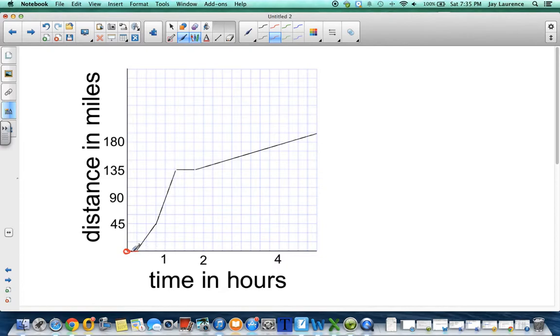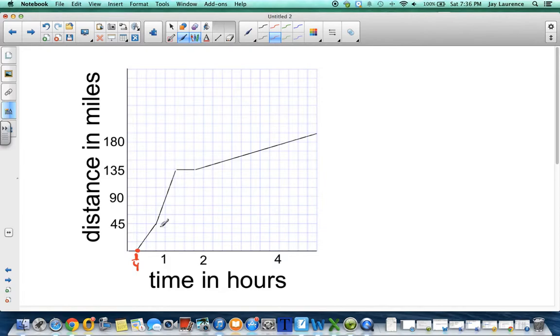But let's see what we're counting by here. I mean, I see 1 hour here, but I see 1, 2, 3, 4 blocks to get there. So I'm guessing each block is 15 minutes. Yeah, each block is 15 minutes, but since we're doing time in hours, I guess I should put 1/4 there, huh? That would make more sense. All right, well, let's see if we can figure out some different pieces of this graph.